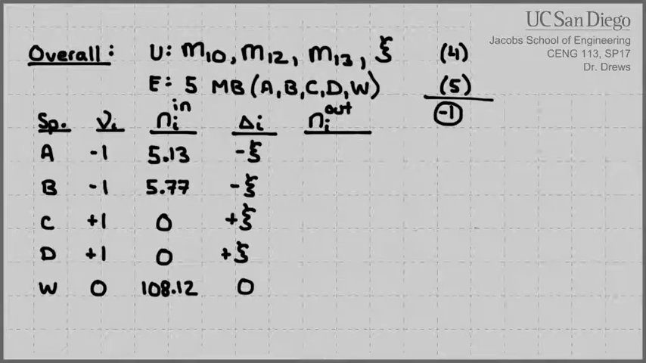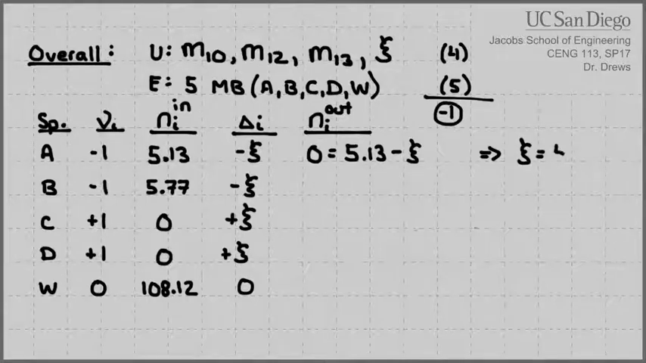So the moles of A coming out are 0, and that has to be equal to the moles of A fed, which is 5.13, minus the extent of reaction. And so what this tells us is that the extent of reaction, squiggle, should be 5.13.